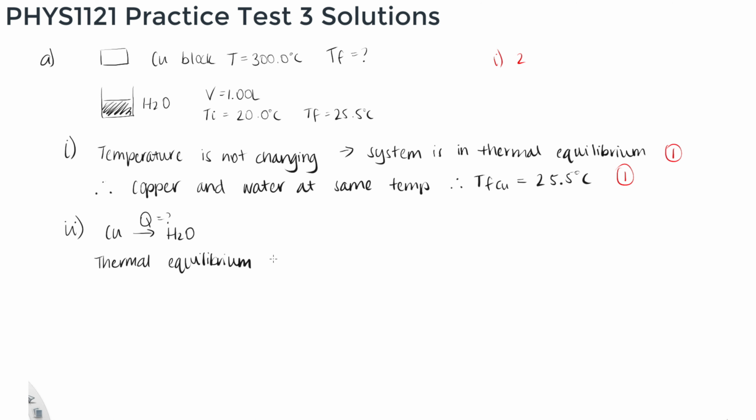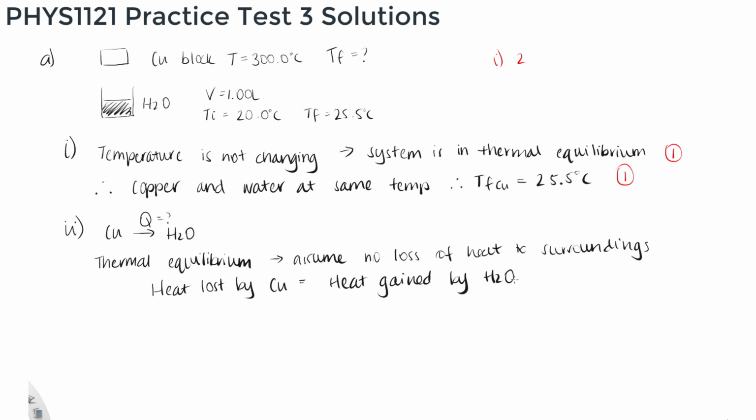and we can say that we assume no loss of heat to the surroundings. If there's no loss of heat to the surroundings, that must mean that all of the heat that was transferred away from the copper must have been gained by the water. And when I say heat lost and heat gained, this is more the energy that was transferred away from the copper and gained by the water. Now this is what we're looking for.